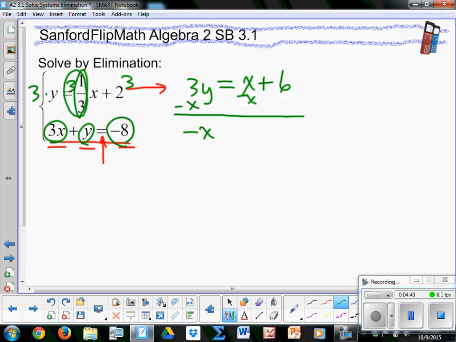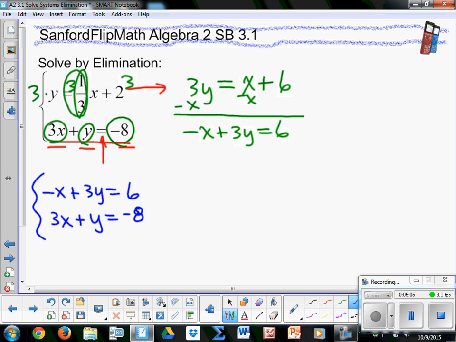So negative x plus 3y equals 6. Okay, so this is now going to line up. So let me rewrite my system. Negative x plus 3y equals 6. 3x plus y equals negative 8.